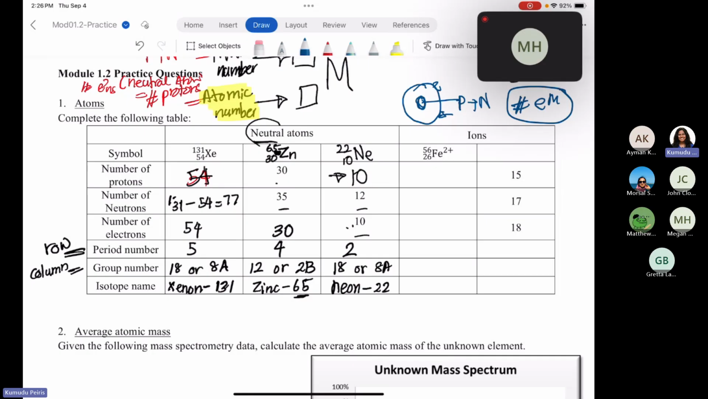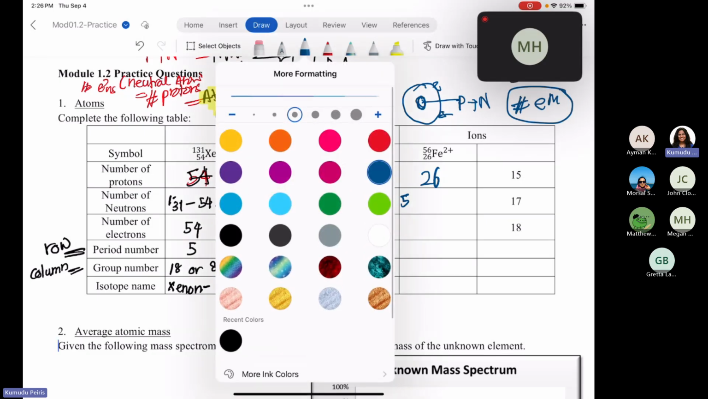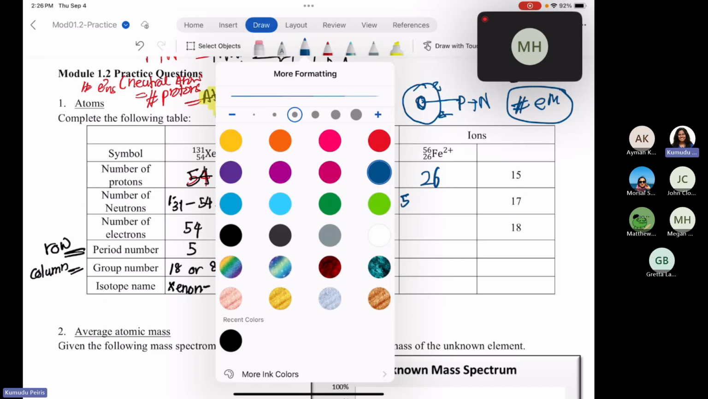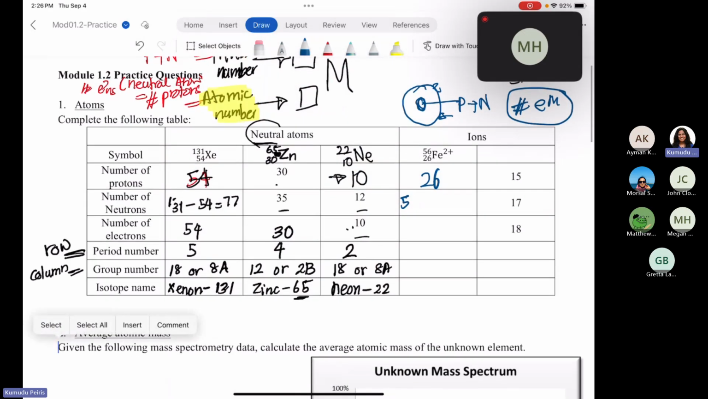So here the mass number and the atomic number were given. So I would say even when iron forms 2+ iron, the number of protons will still be equal to 26. And what must be the value for the number of neutrons? It will be 56 minus 26, which will be equal to 30.